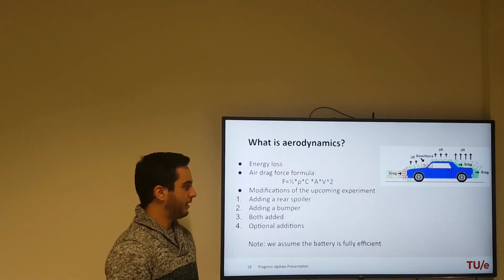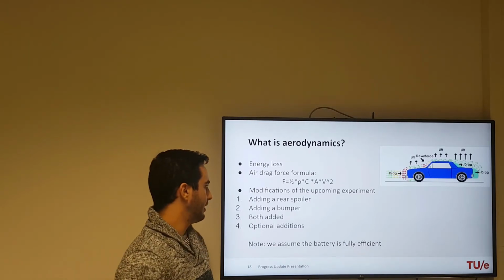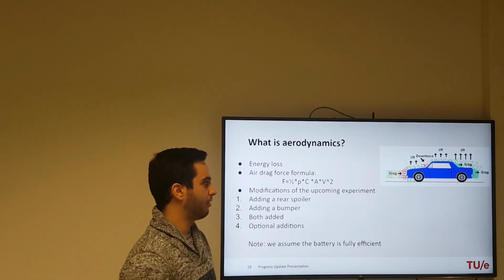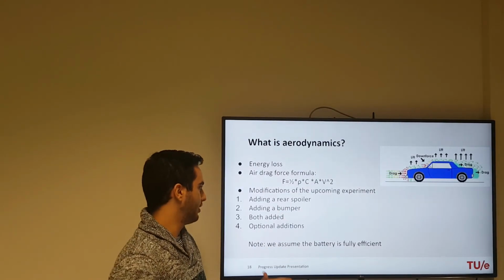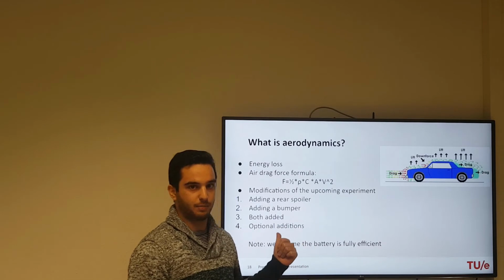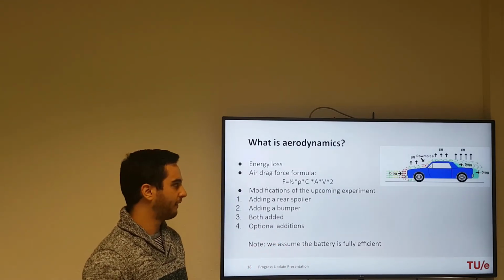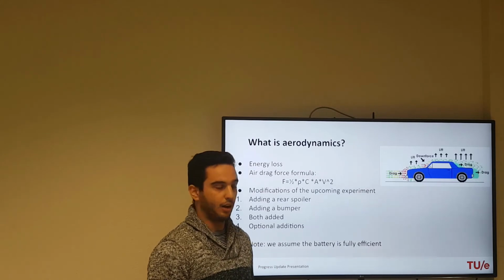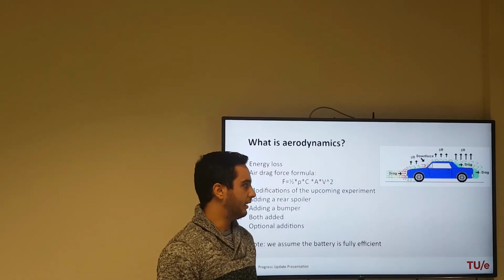As a third experiment, we're going to add them both, depending on the results that we achieve from adding the rear spoiler and the bumper. If they're both beneficial to the efficiency of the car, we're going to try this experiment. If not, then it would prove to be pointless. I have added an optional addition, which is the addition of duct tape.